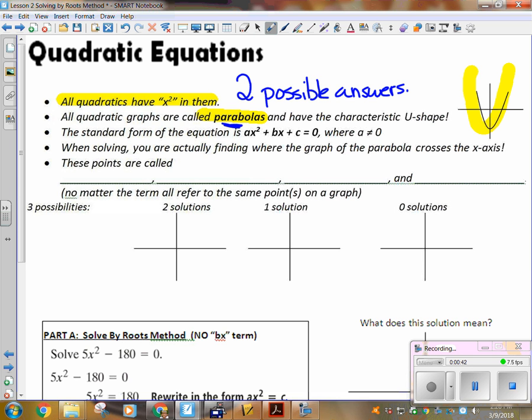So, they are going to have a characteristic U-shape, whether it turns down and goes up, or whether it comes up and turns back down, it's still a parabola. Every x-squared graph has that same characteristic shape.